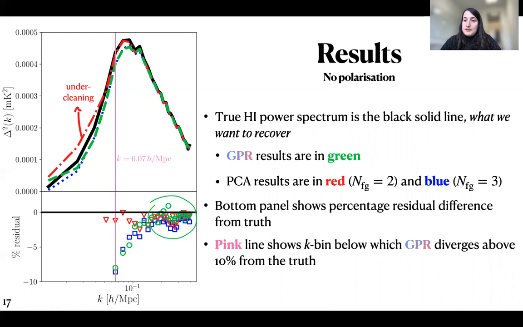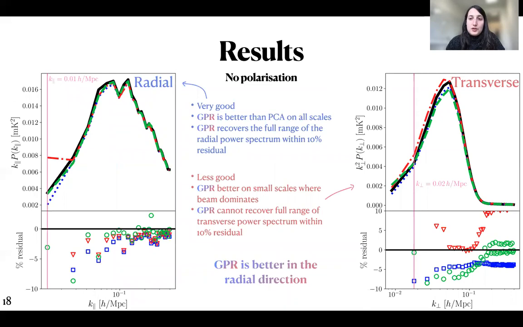So we might look at PCA n equals 3 instead, but you can see PCA n equals 3 does not perform that well on small scales compared to GPR and PCA n equals 2. You can see GPR performs very well on small scales. So overall GPR gives us a sort of best of both worlds. It doesn't underclean on large scales like PCA n equals 2 does, and it performs better on small scales than PCA n equals 3. It's also interesting to look at the radial and transverse components separately.